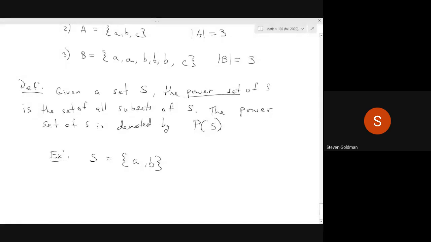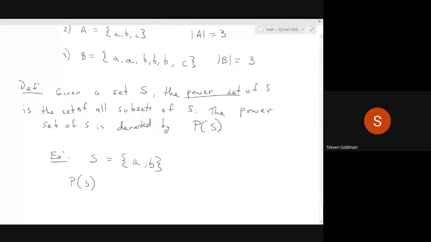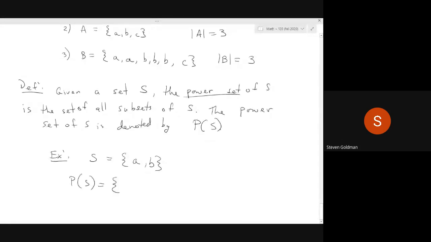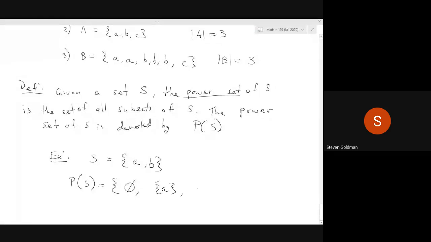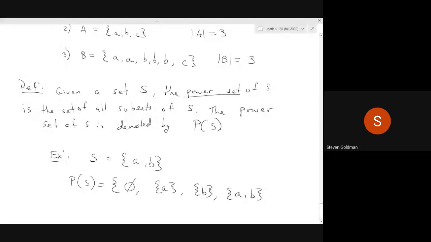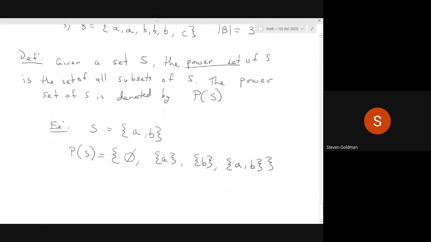Okay, so if S is the set A comma B from before, the power set of S is the set of all of its subsets. We listed those before. So the power set of S, P of S, would be the set including the elements: the empty set, the set with A, the set with B, the set A comma B, right? That's the set itself. So this would be the power set of S.